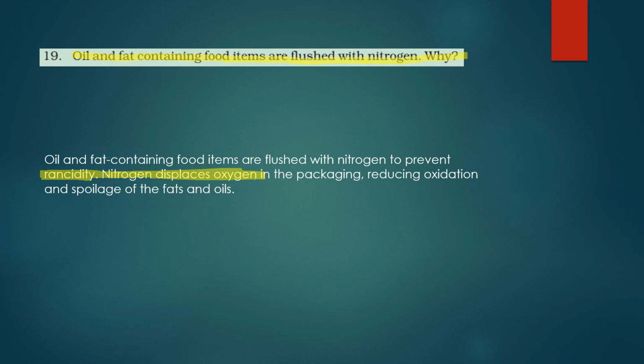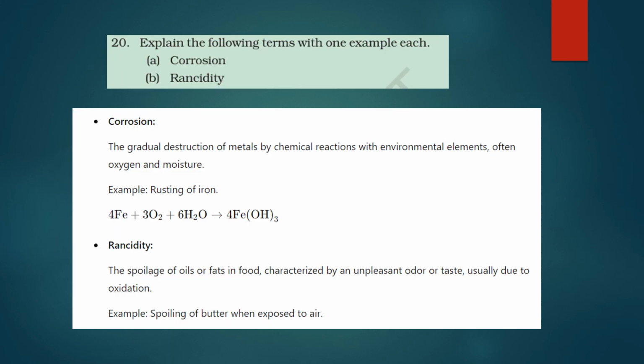जो पैकेजिंग के अंदर जो ऑक्सीजन प्रेजेंट होता है उसे डिस्प्लेस कर लेती है और ऑक्सीडेशन को होने से अवॉइड करती है। Next is we have to explain these with examples. So one is corrosion, one is rancidity. These are generally asked in exams, तो आप इसकी definition और example just study this.